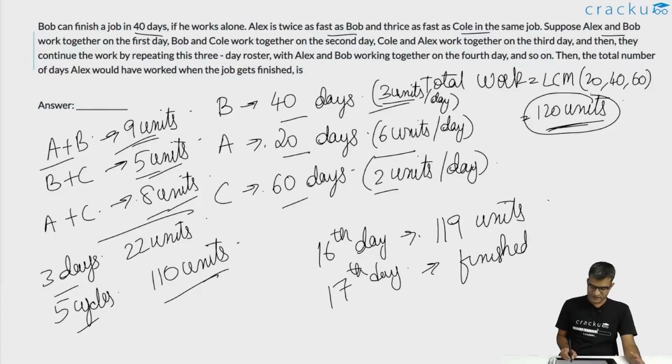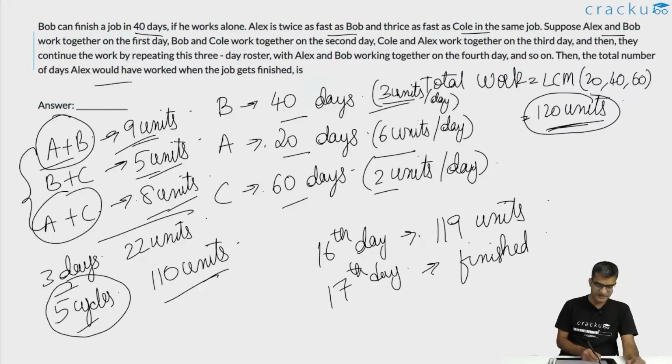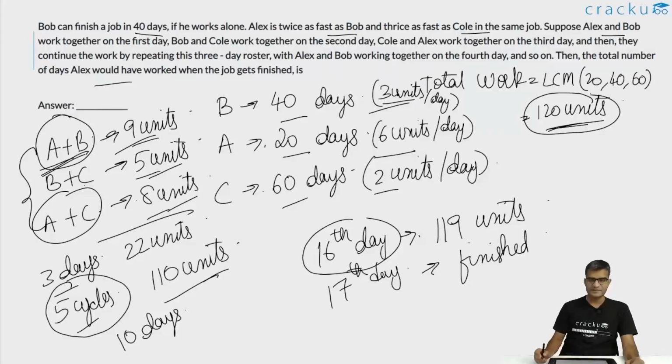In these 17 days, what is the number of days that Alex has worked? The number of days Alex has worked is, in these 5 cycles, in every cycle, Alex works on the first day and the third day. So he's working on 10 days. And he's working on the 16th day. That is, Alex plus Bob will work. So the total number of days Alex has worked is 11.